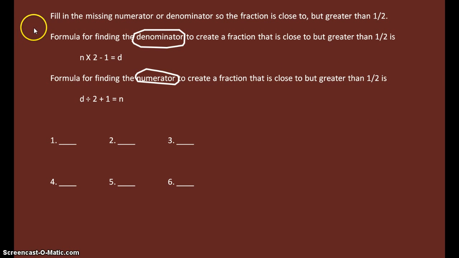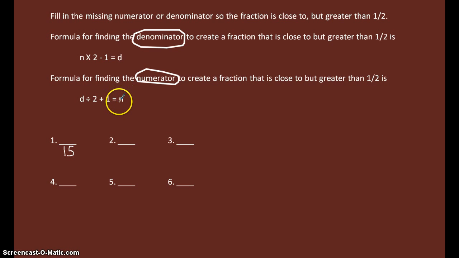Okay, so once again our formula for finding the denominator to create a fraction that's close to but greater than half is numerator times 2, subtract 1 equals denominator. And the formula for finding the numerator to create a fraction that's close to but greater than half is denominator divided by 2 plus 1 equals numerator. Now, when we look at the first fraction up here, we are given the denominator of 15. Now, to find the numerator, all we have to do is use this formula here for finding the numerator. The denominator, in this case 15, divided by 2 plus 1 will give us the numerator.